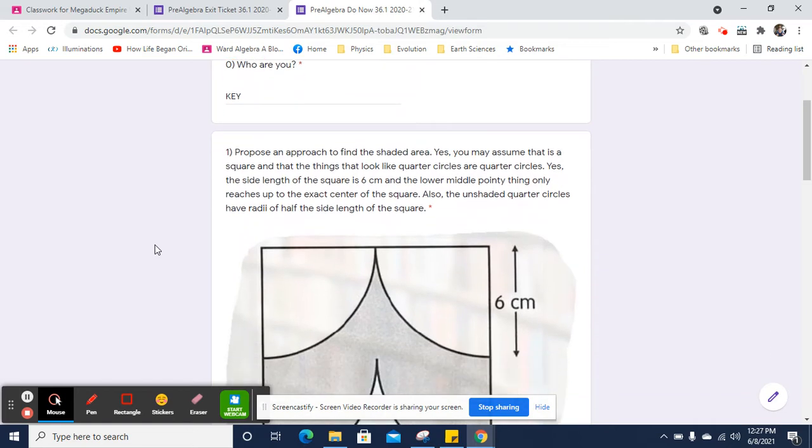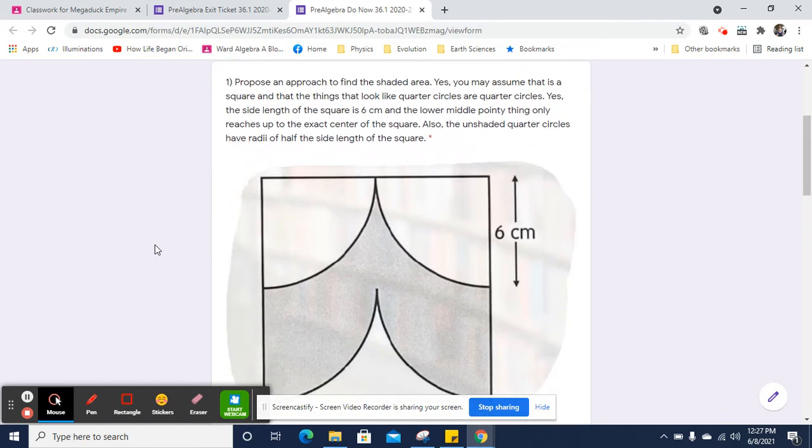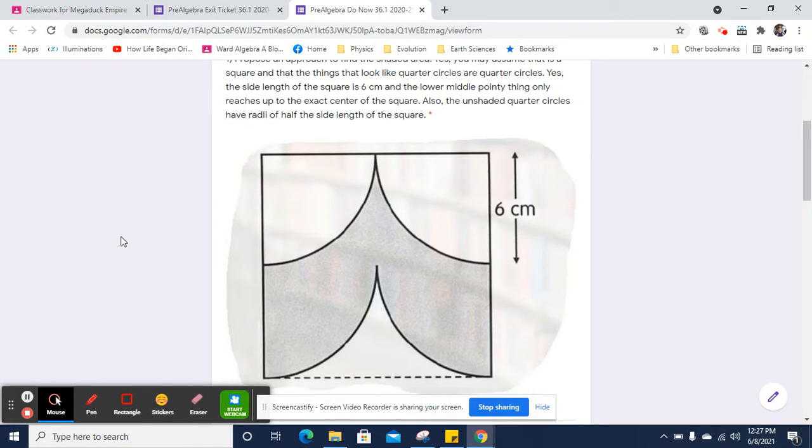So let's do this. We are going to try to propose an approach to find the shaded area. And yes, you can assume that this is a square. You can assume that these quarter circles are quarter circles. Same with these two. And then you can assume the side length of the square is 6 centimeters, which means the quarter circles have a radius of 3 centimeters, and that this high pointy bit here is right at the center of the square. In fact, I will draw a line to indicate that here.